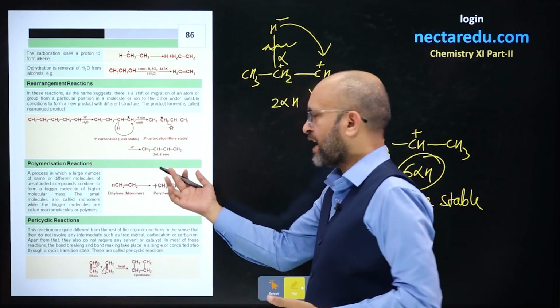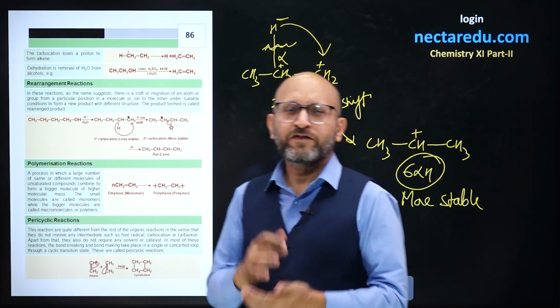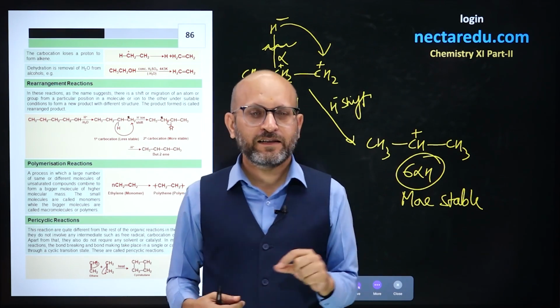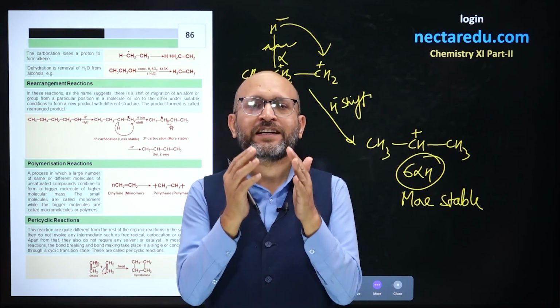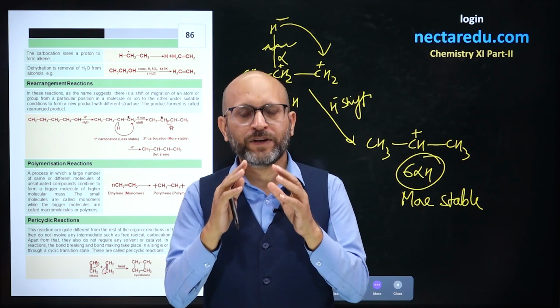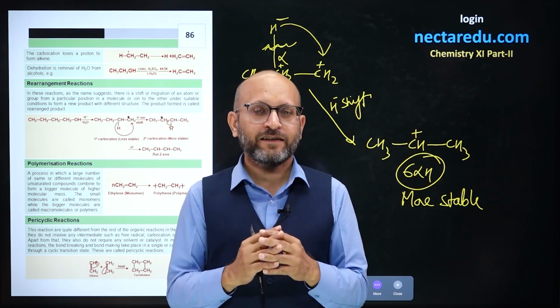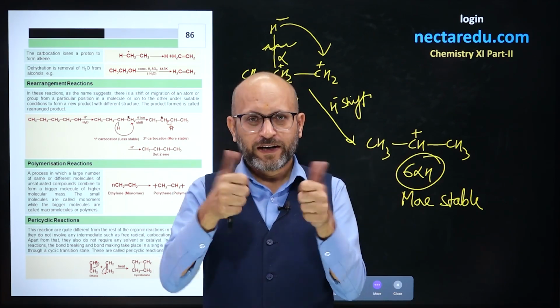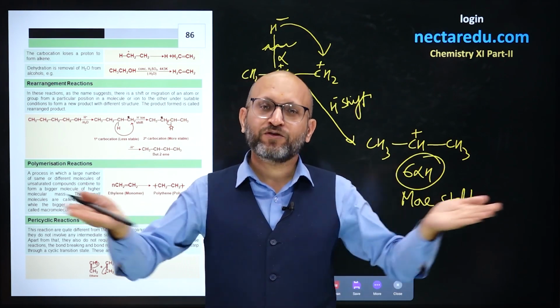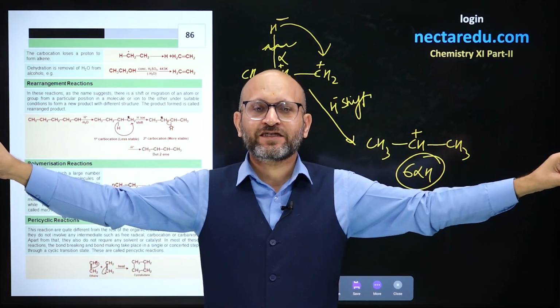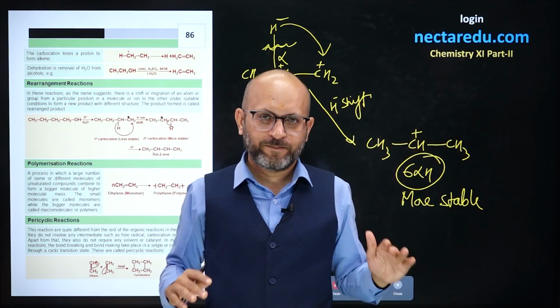Alright, next we have polymerization reactions, which is nothing but combination of units of an alkene. If we take ethene we get polyethene. If we take propene, we get polypropene. If we take styrene, we get polystyrene. Pi bond is opened up and multiple units of the same molecule attach to each other to form a long linear chain, which is known as a polymer.